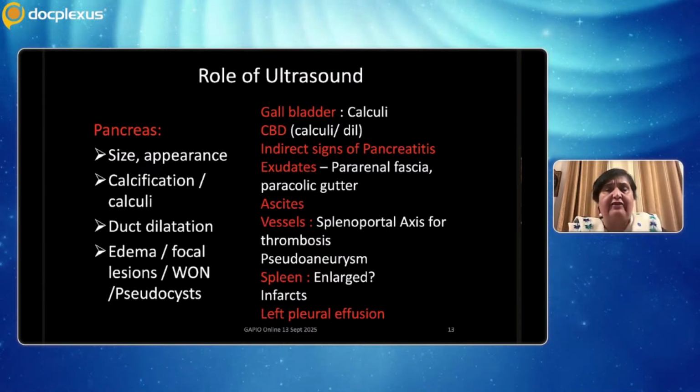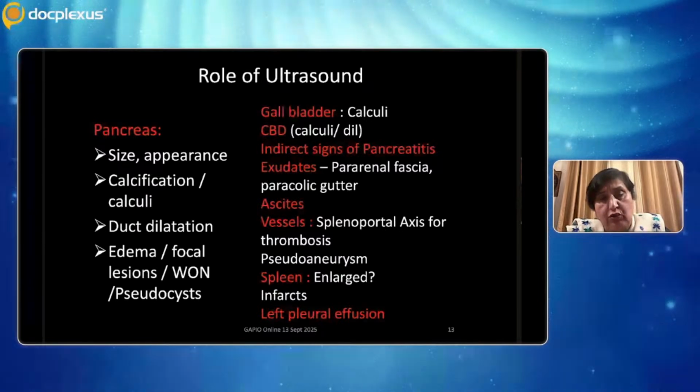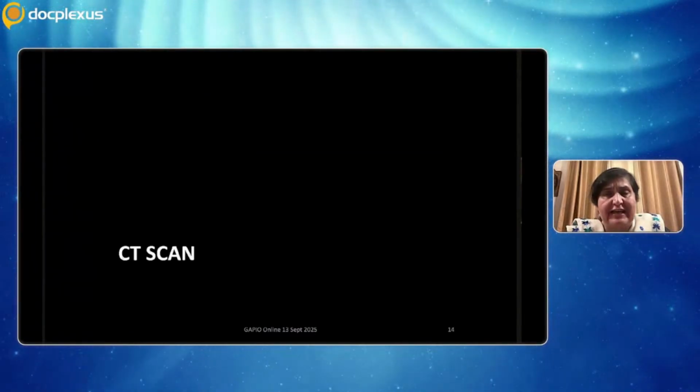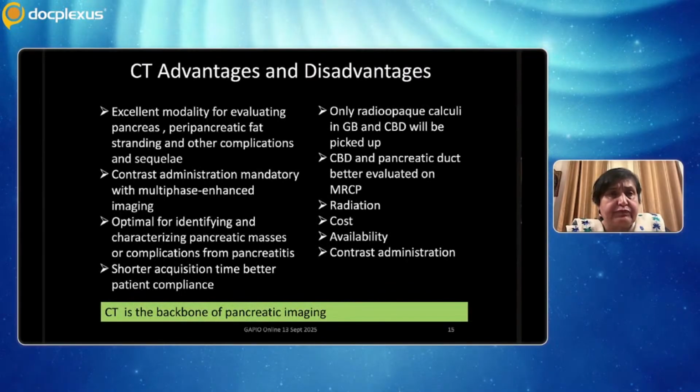And indirect signs of pancreatitis, sometimes you may not be able to visualize the pancreas, in which case you should look for indirect signs like presence of exudates in the pararenal fascia, paracolic gutter, presence of fasciitis. Look at the vessels, the splenoportal axis, for any evidence of thrombosis, for presence of pseudoaneurysms. These are all complications of pancreatitis. Evaluate the spleen, whether it's normal in size or enlarged, and if there are any focal hypoechoic areas suggestive of infarcts in case there is a splenic or a portal vein thrombosis. Also look for left pleural effusion, which is again an indirect sign of pancreatitis.